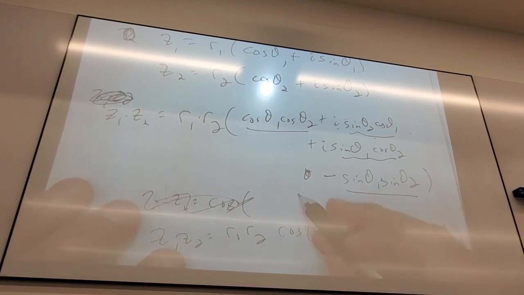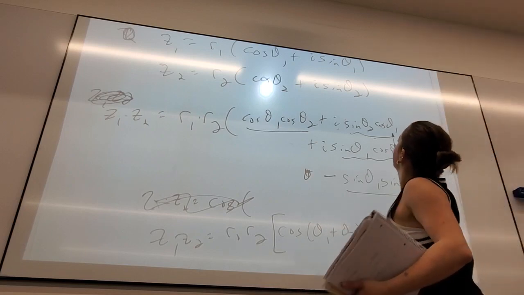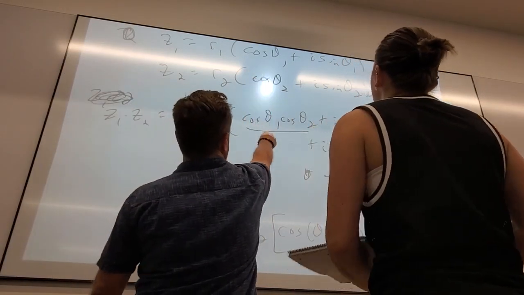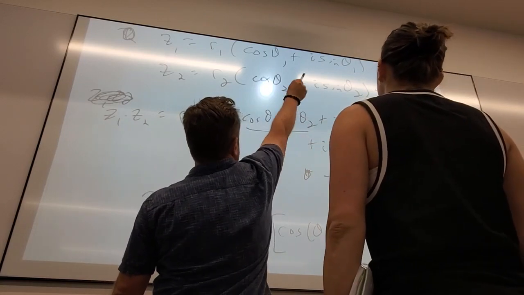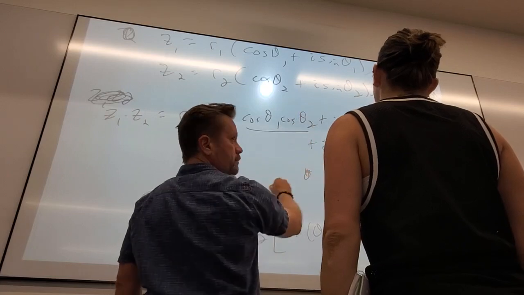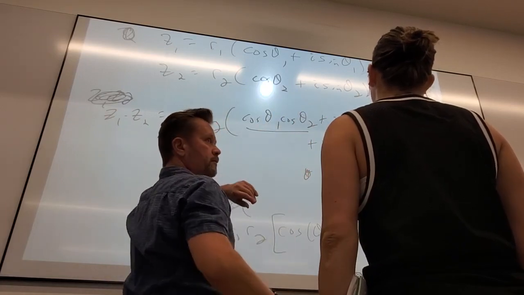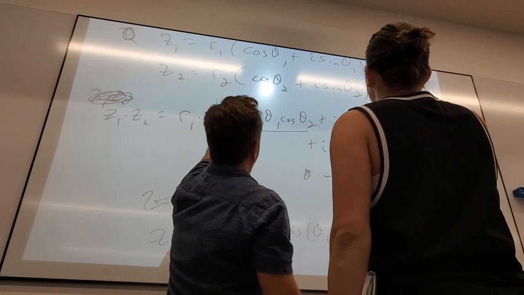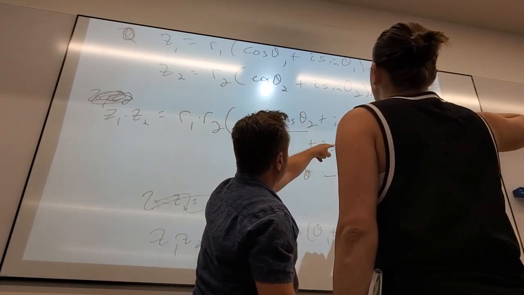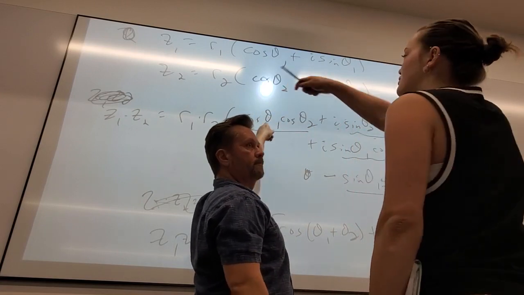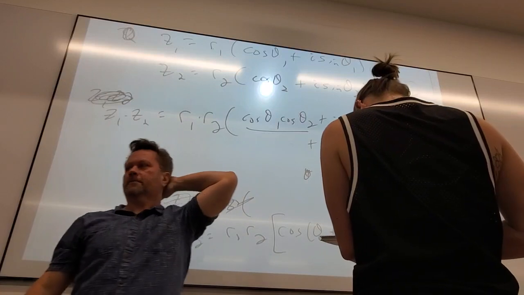Yep, because if I pull all these out, I get cosine times cosine, cosine times sine with an i, cosine times sine with an i, and then sine times sine. I'm FOILing those out. So I did cosine theta 1 times i sine theta 2, and then I did cosine theta 2 times i sine theta 1.